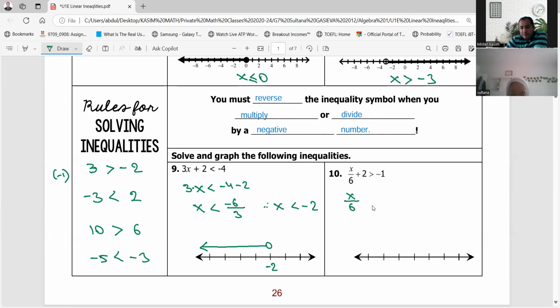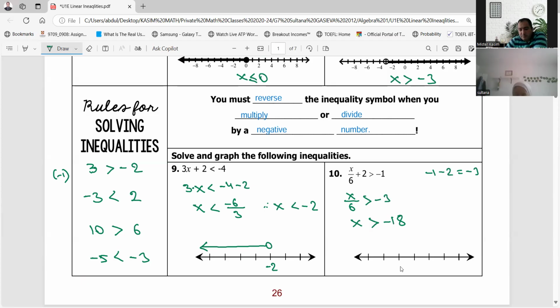So we move, so 6 over plus 2. So -1 minus 2 would be -3, right? Yeah. And what is the next step? Multiply by 6. Yeah, multiply by 6 and then x is greater than -18, right? -18. It is negative 18, so we don't have to change the inequality sign.